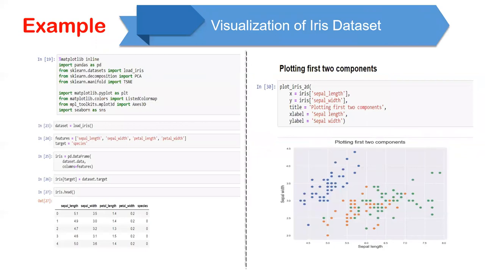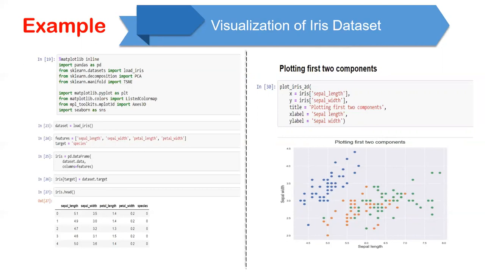Next, now look at the practical example, that's visualization of the iris dataset. This full code you will get in our GitHub blog. The link will be in the description. So let's start. First, you have to import some libraries like pandas, load_iris, t-SNE, and some axes 3D and all. Then next, load the iris dataset. The first few lines of the dataset are displayed here.